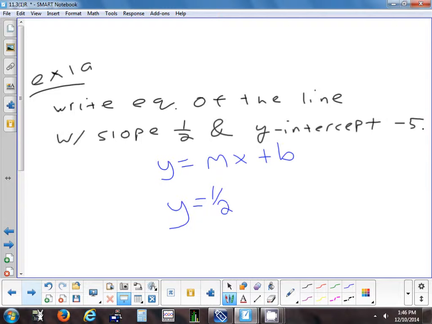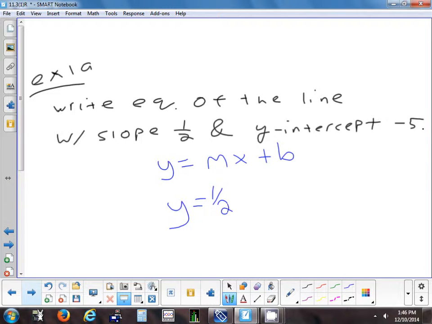How did you know to put that 1/2 where the m is? But what does that m stand for? M stands for slope. When it gives you a slope, make sure you plug it in to the M spot. M stands for slope. You have that on your chart we just filled up.